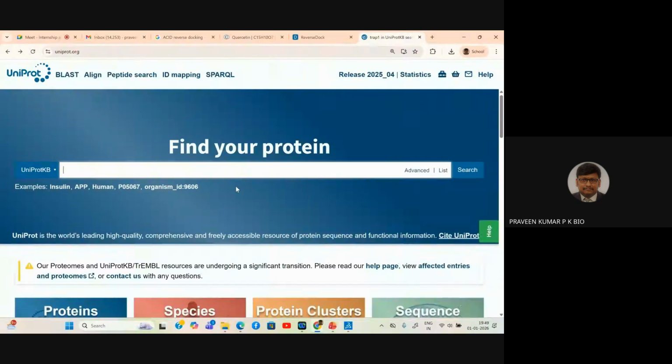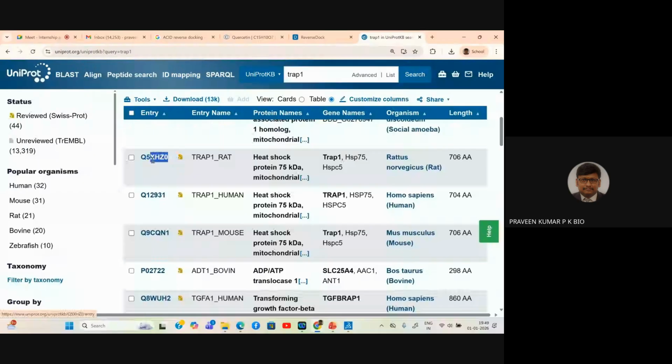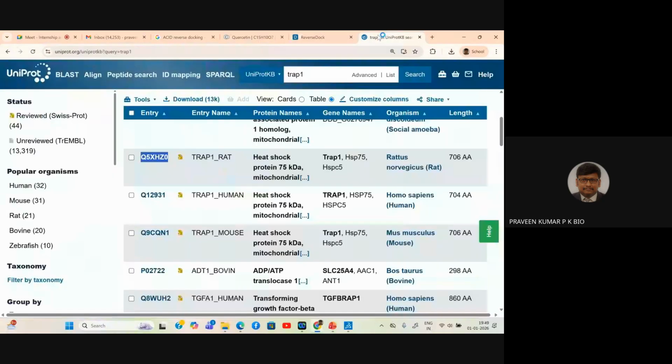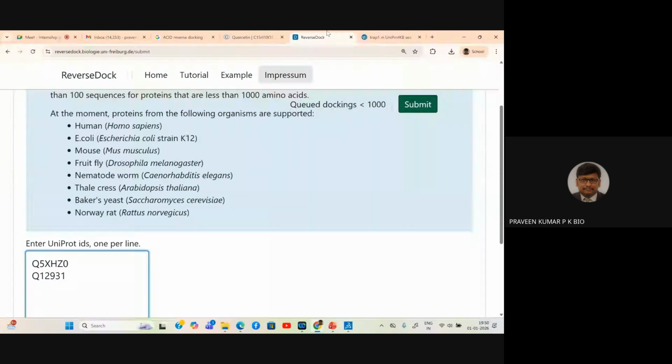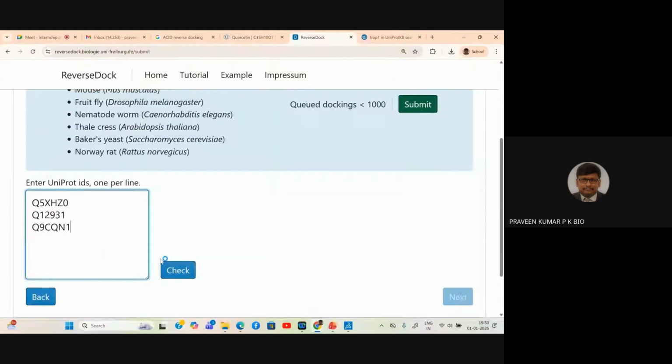For this, I'm going to UniProt. I try to take TRAP1. The TRAP1 UniProt ID is this. I'm copying and pasting it as a UniProt ID. Press enter. And now I go with the human UniProt ID, the 6-letter ID is this. Copy, paste, and enter. And the next is the mouse TRAP1. You can see TRAP1 mouse, TRAP1 human, TRAP1 rat. Now I'm going to paste this TRAP1 mouse.